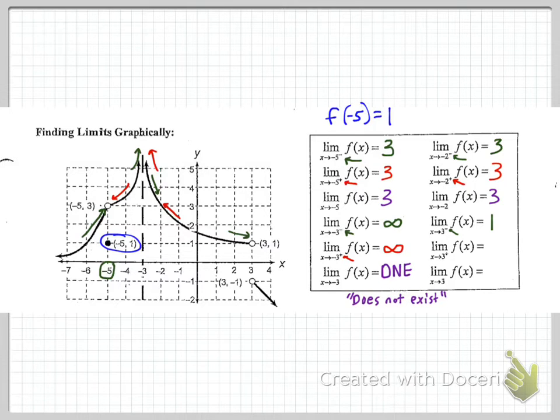For the last one here, let's look at x approaches 3 from the left. Notice that we are getting closer and closer to the y value of 1. But as x approaches 3 from the right, or the positive side, we're getting closer and closer to the value of -1. Because these two limits are not equal, we say the limit from the left and the right are not the same, so this limit does not exist. That's how you find limits graphically.